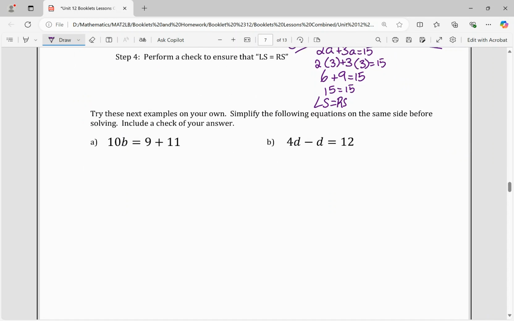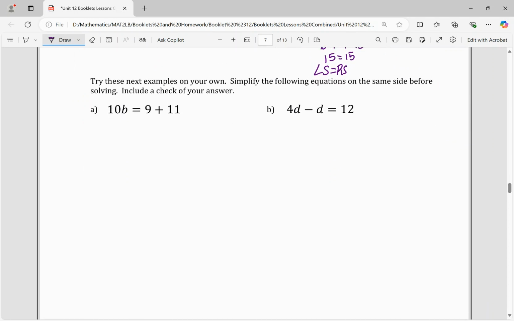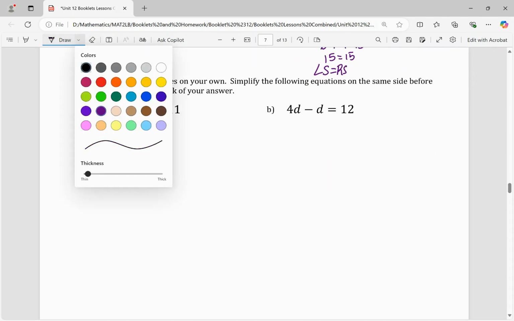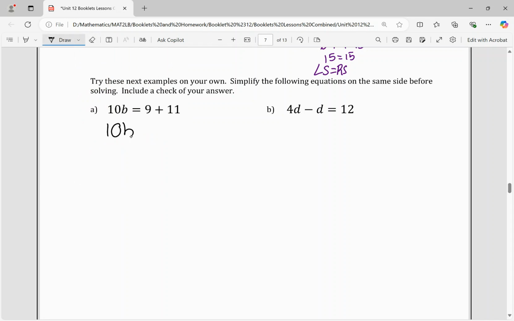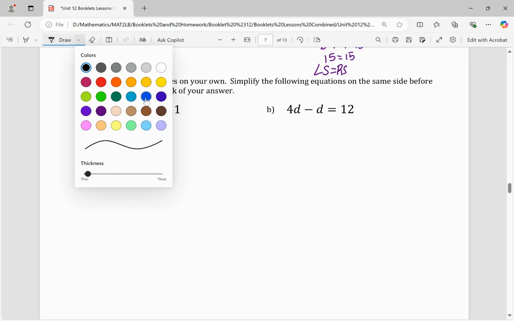Let's try a couple of these examples down here. Now, in example A, I only have one variable, b, which is great, but I do have two constants, which is a number without a variable attached to it. I have two constants on the right-hand side, 9 plus 11, and I can combine those, right? So I get 10b equals 9 plus 11 is equal to 20, so I get that 10b is equal to 20. So we simplify first, then we solve.